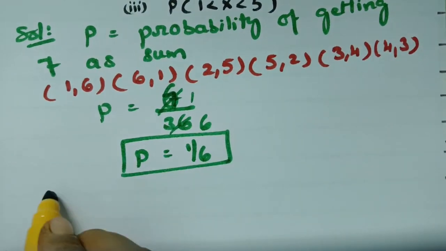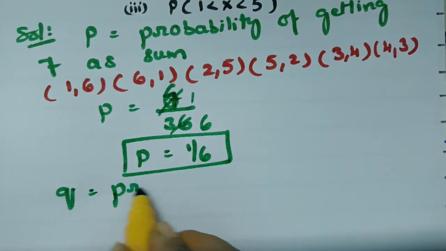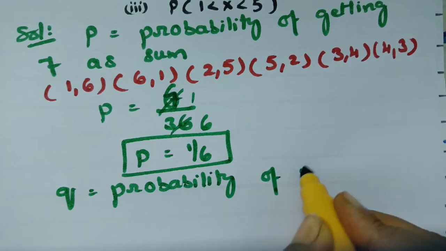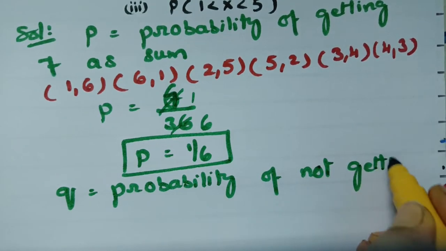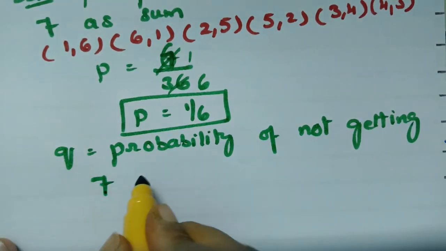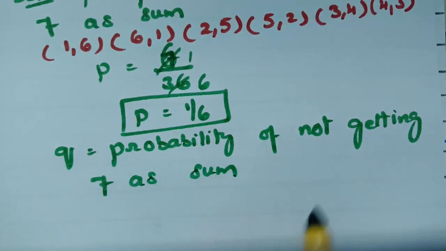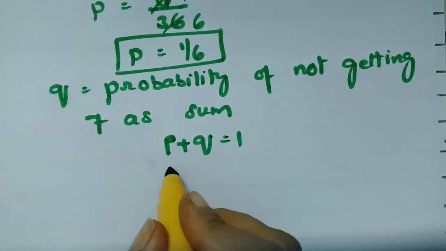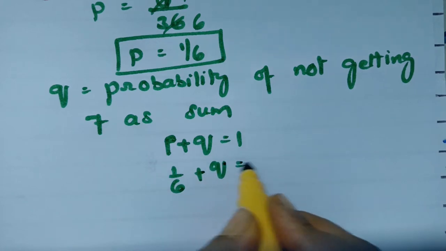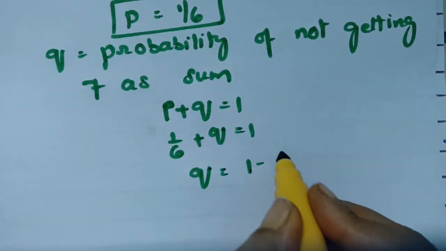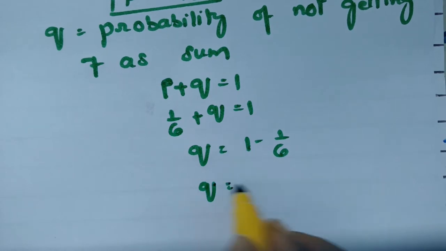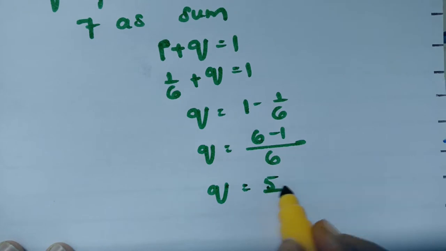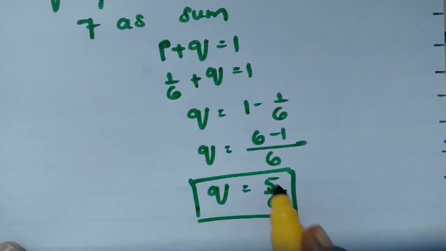Now Q is the probability of not getting 7 as sum when 2 dice are thrown. We have P plus Q equal to 1, and P is 1/6, so Q will be 1 minus 1/6. Taking 6 as LCM, this is 6 minus 1 over 6. Q is equal to 5/6. We got Q as 5/6.